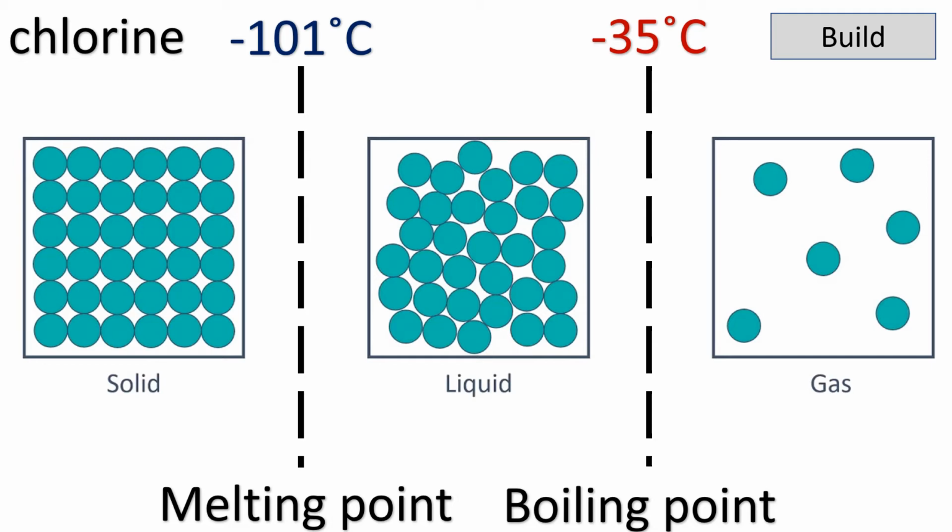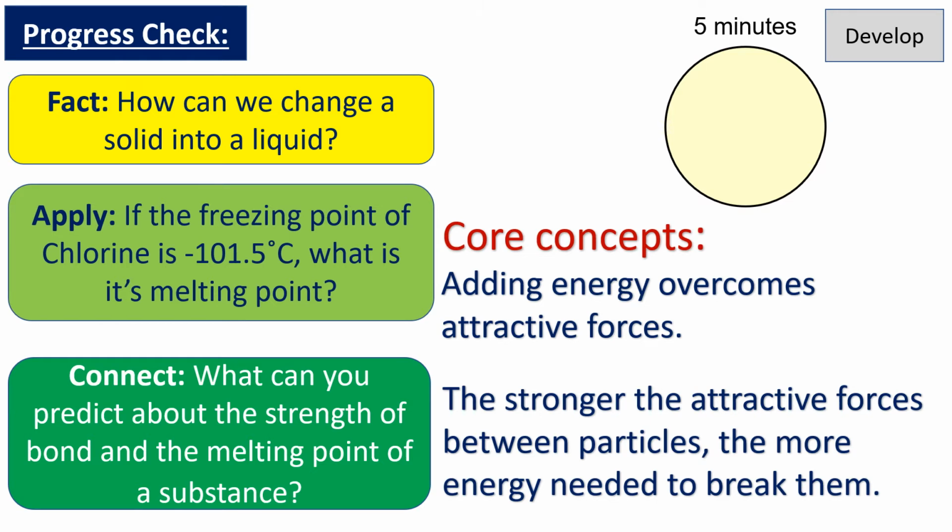So again, I'm not expecting you to do this progress check. I just wanted to show you the sort of questions I was asking in class. But look at those core concepts, the sort of things that you're writing down, that's on a flashcard, that's easy to remember, that sums up everything I've said in the last 7 minutes. Adding energy overcomes attractive forces. Okay, you might even add in heat energy or adding thermal energy overcomes attractive forces. The stronger the attractive forces between particles, the more energy is needed to break them. And those two core ideas there summarize everything we've just been saying.